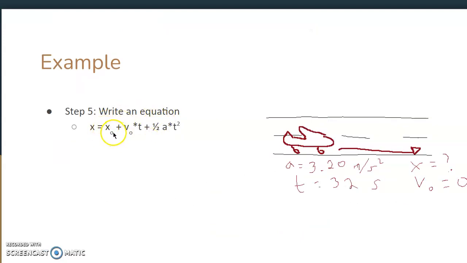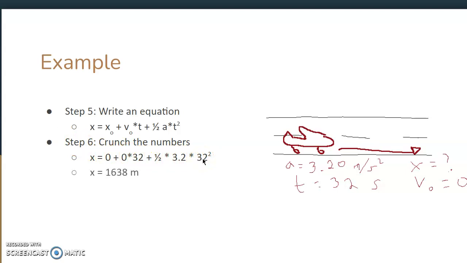This says our initial position. So most of the time we start at 0, so this will be 0, but maybe we started somewhere else. We could put a different number in. We're going to put 0 in. Our initial velocity we said was 0. We have time, 32 seconds, and we have acceleration and time. So now we get to crunch our numbers. 0 plus 0 times 32, which is going to be 0, plus 1/2 times 3.2 times 32 squared. And when we crunch our numbers, we find that our plane traveled 1,632 meters before it took off from the ground.